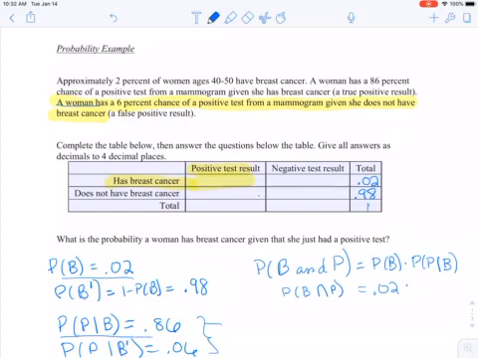Okay? So using that multiplication rule, the probability that she has breast cancer is 0.02 times the probability of a positive test result given she has breast cancer is 0.86. So when we multiply that, 0.02 times 0.86, we will get 0.0172. Okay? So in our table here, we have 0.0172. Make sense?